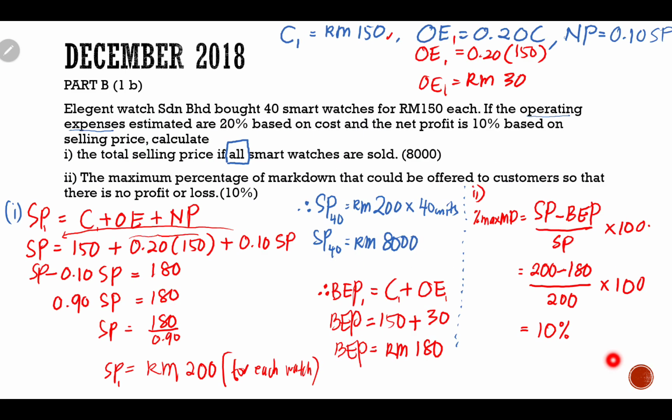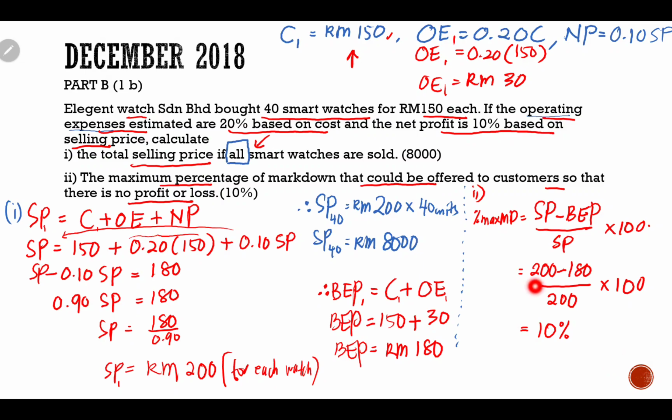The last question here, part B, December 2018. Elegant Watch Cinnamon bought 40 smartwatches for 150 each. If the operating expenses are estimated at 20% based on cost, and the net profit is 10% based on selling price, calculate the total selling price if all smartwatches are sold. And then find the maximum percentage of markdown that could be offered to customers so that there is no profit or loss. So first thing first, you may write the information from the question.